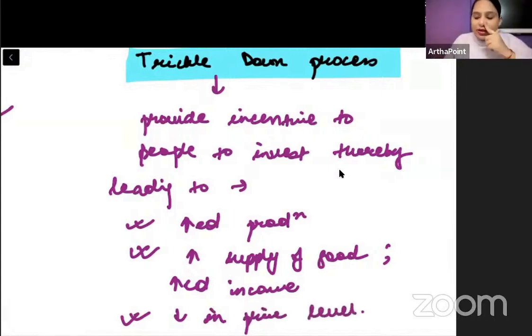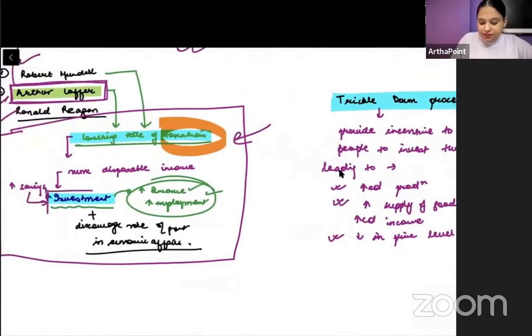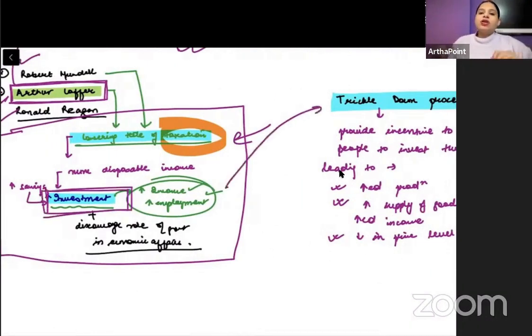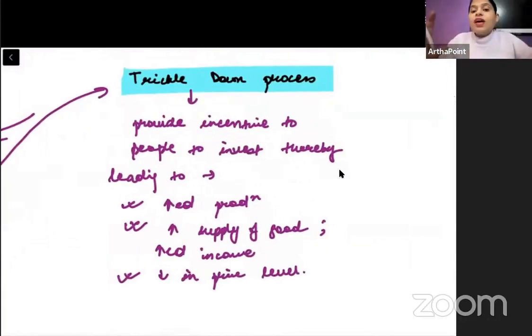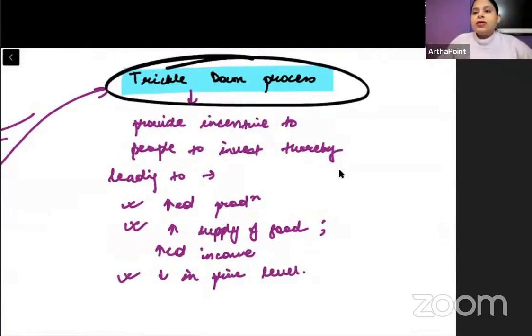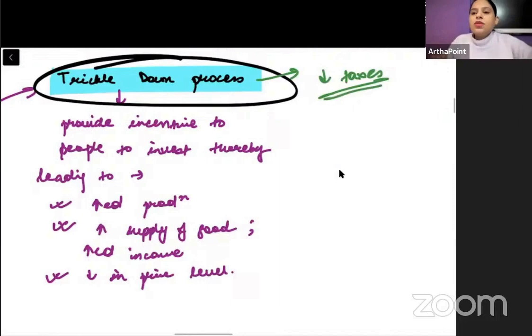ठीक है, तो क्या बोला उन्होंने? इसी चीज को, this thing, that what happens when investment increases, they called that as trickle down process. उन्होंने इसी चीज को बोला trickle down process. It means somehow we have to provide incentive to people, किसी तरीके से. अब ये incentive हम लोगों को कैसे दे सकते हैं? We can provide incentive to people to invest by reducing taxes. Tax कम कर दो, वो investment बढ़ा देंगे.